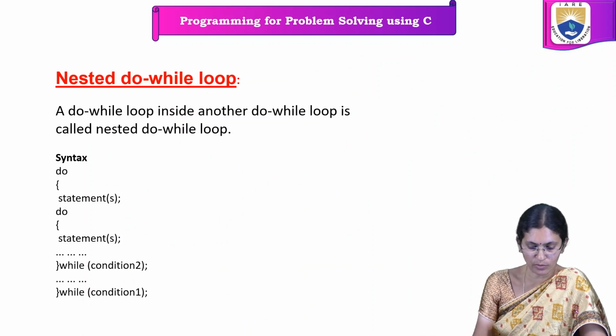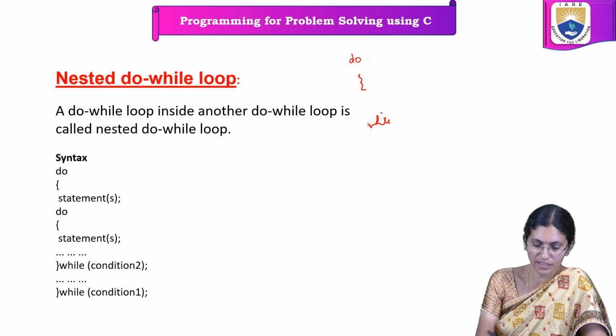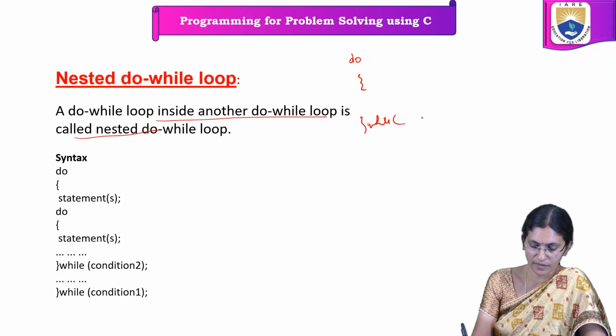Next one is the nested do while loop. A nested do while loop is a do while loop inside another do while loop. You can see the syntax as this one. Here is the condition. This is the outer do while loop, and this one is the inner do while loop.